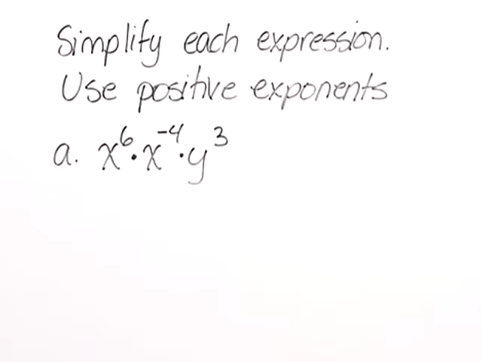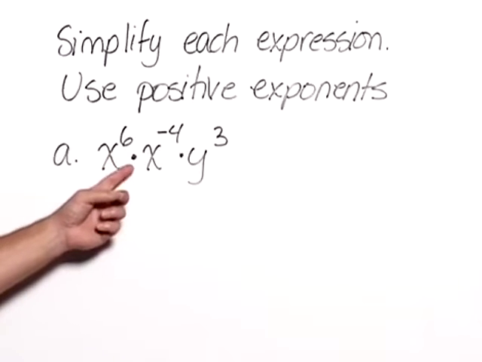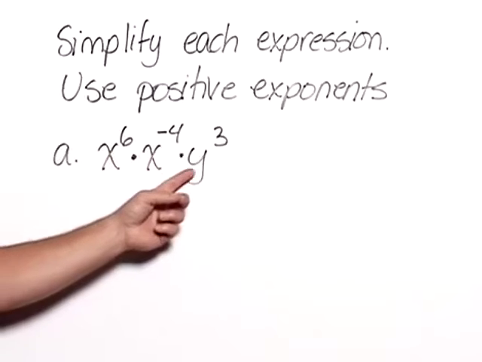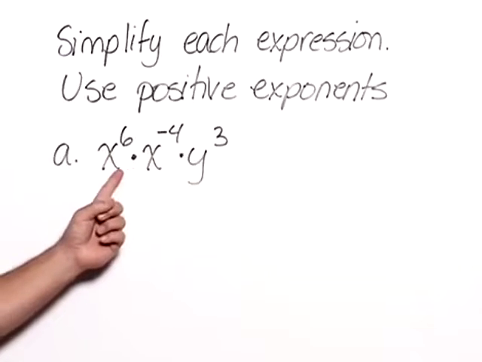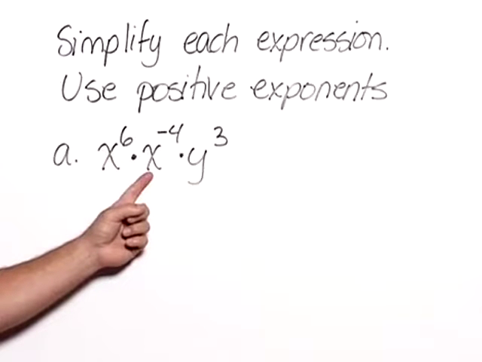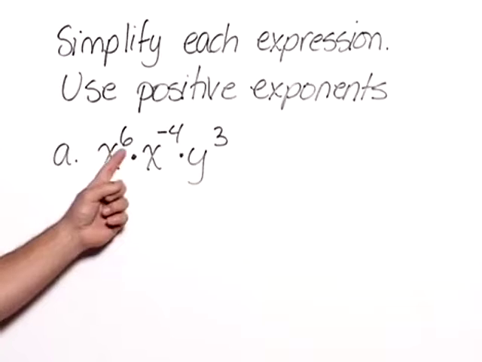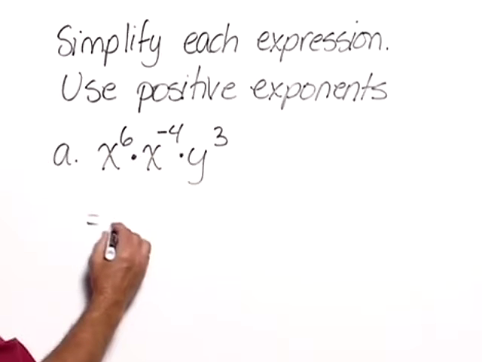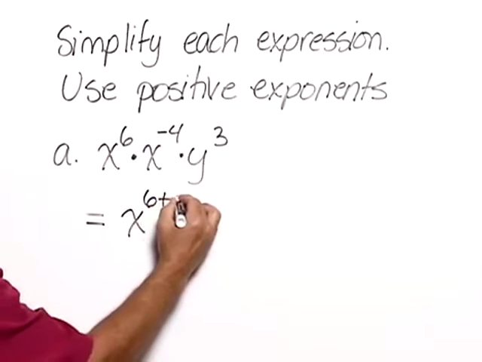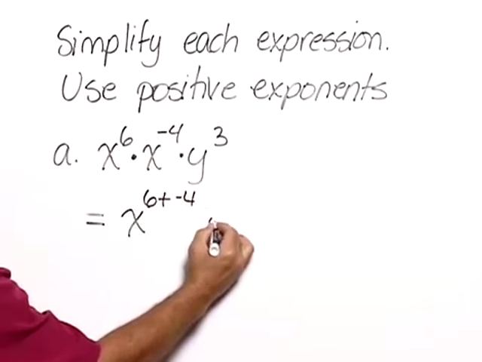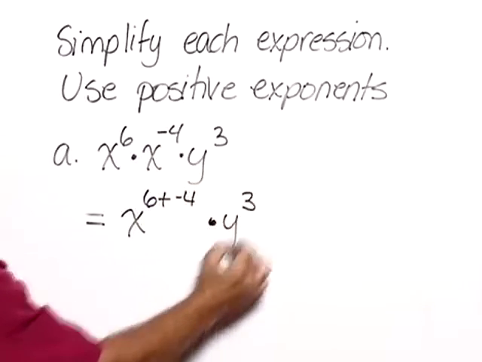Simplify each expression. Use positive exponents. For part A, x to the 6th times x to the negative 4 times y cubed. In this case, we're going to use the rule that says when we're multiplying two exponential expressions that have the same base, in this case x, we add together their powers. So this is equal to x to the 6 plus a negative 4 times y cubed.